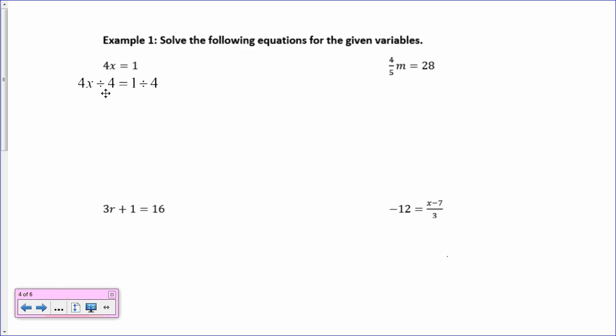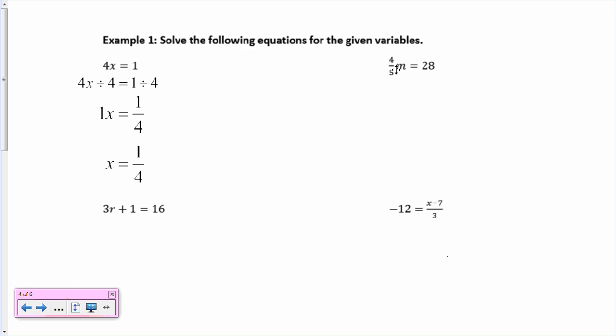4x is now going to be divided by 4. And if I do that to one side, I have to do it to the other side to keep it equal. That's the division property of equality. Okay? So now I can go ahead and do this. 4x divided by 4 leaves me with 1x. 1 divided by 4 leaves me with 1/4. 1 times x just leaves me with x. 1/4 just stayed the same. So x equals 1/4 is my final answer. Okay?